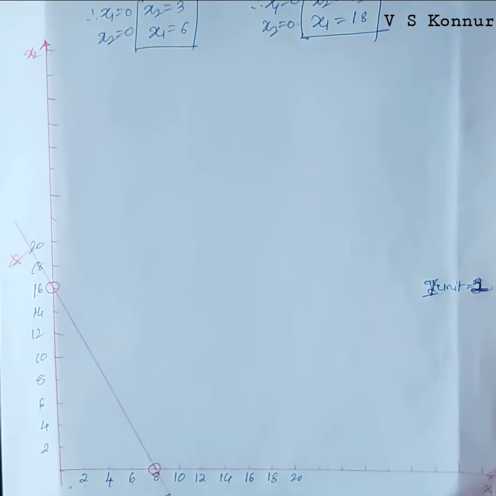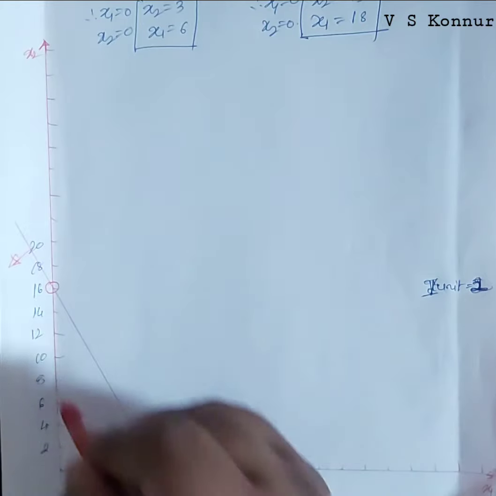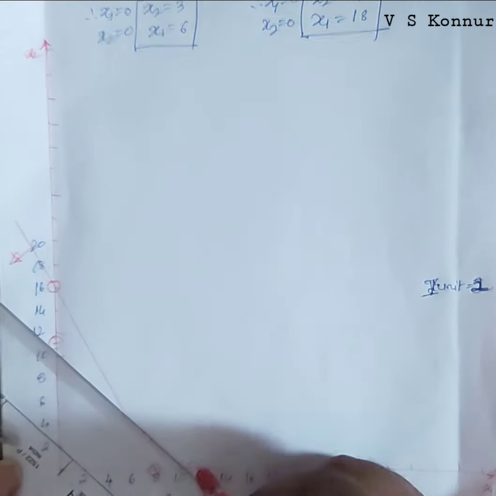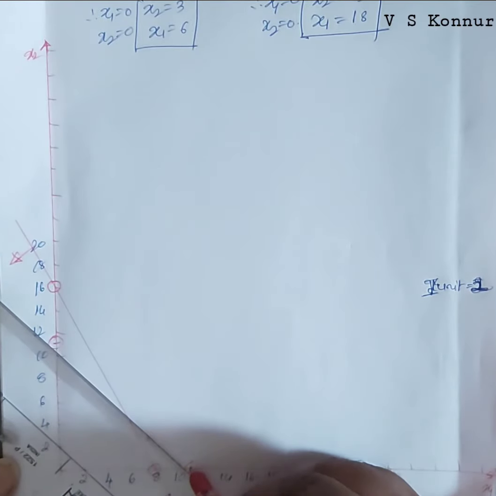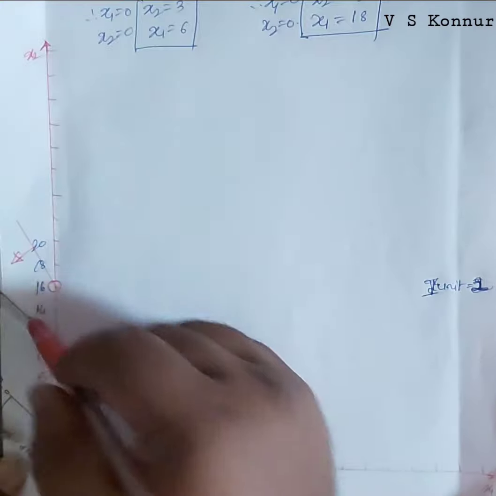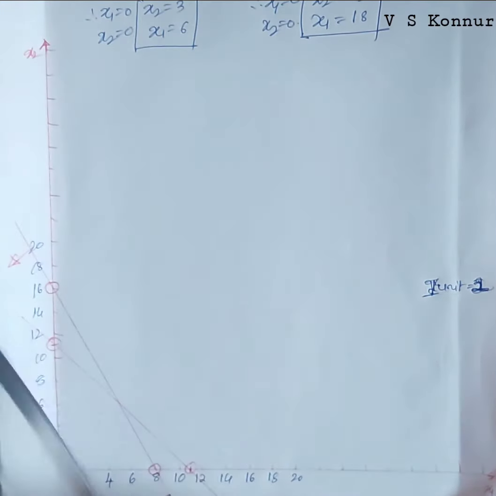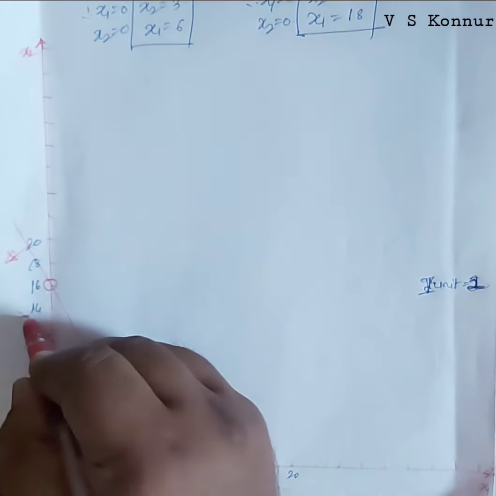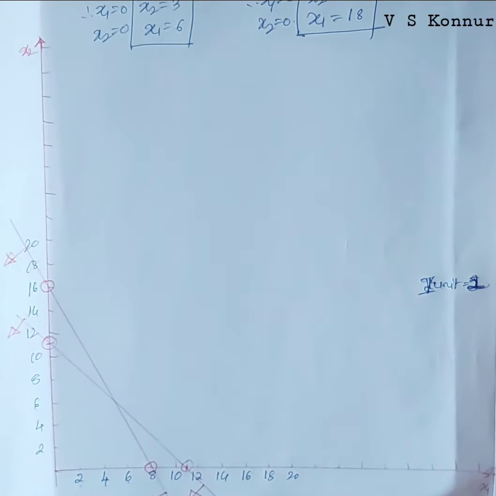Next line, x1 is 11, so we'll get here x2 is 11. So we'll draw a line, extended on either side. It is having less than equal to sign, so arrow marks are near to the origin. Both are having arrow marks near to the origin.